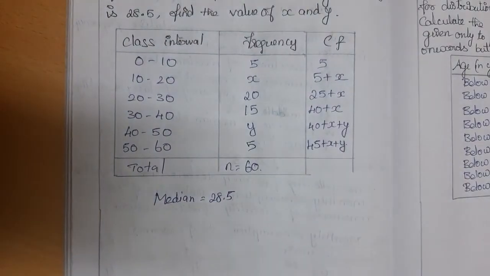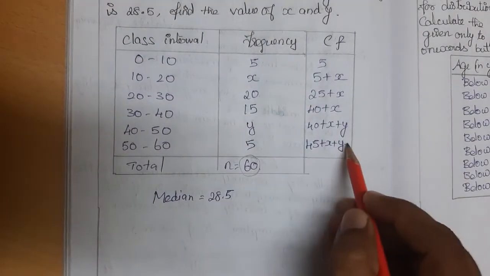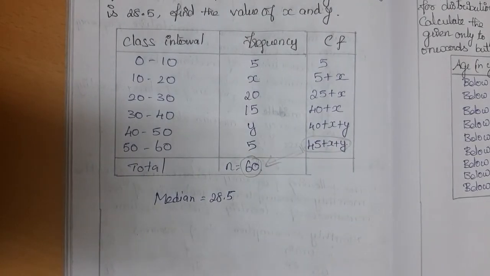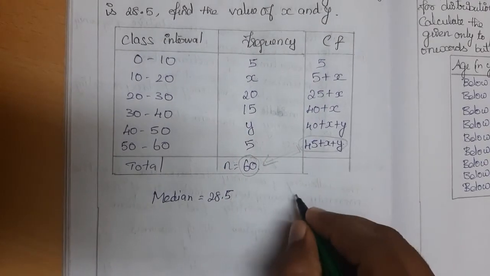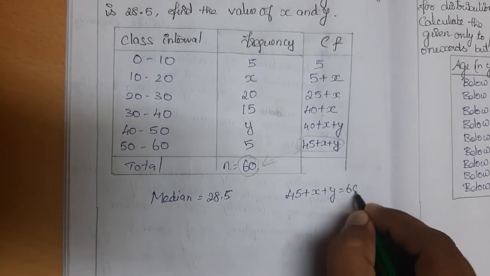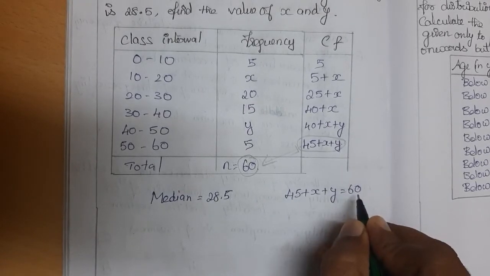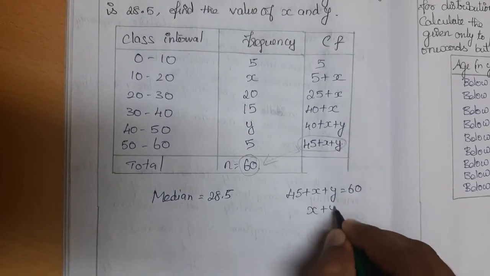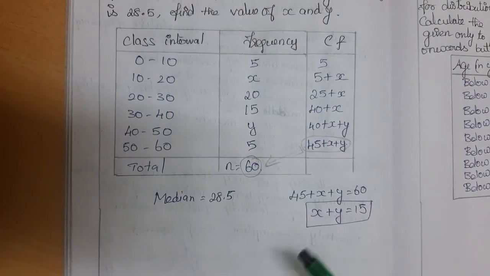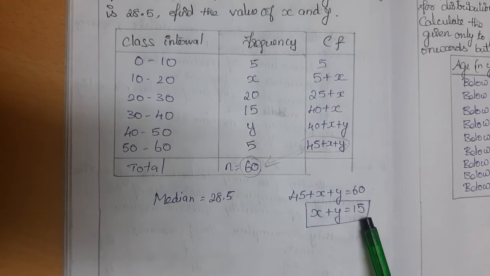right? We know that the total and the final cumulative frequency will be equal. So from that we can simplify. So 45 plus x plus y is equal to 60. If you take it here, it will be subtracted, which will be 15, right? So x plus y is equal to 15. We got one equation like x plus y. So I hope if we find one of the variables, we can find the other one.